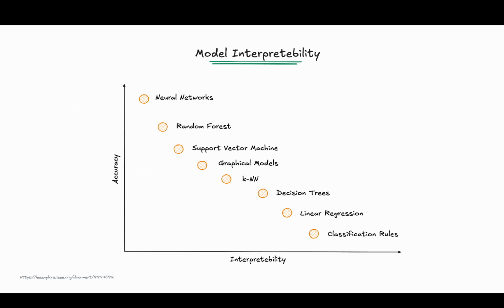Now let's take a look at the trade-off between accuracy and interpretability when choosing models. This graph nicely illustrates a challenge: more accurate models are often harder to interpret. For example, neural networks and random forests are very accurate, but they are also harder to explain because of their complexity. On the other hand, simpler models like linear regression or decision trees are much easier to interpret, but are also much lower on accuracy. So this trade-off highlights why explainability methods are so important.